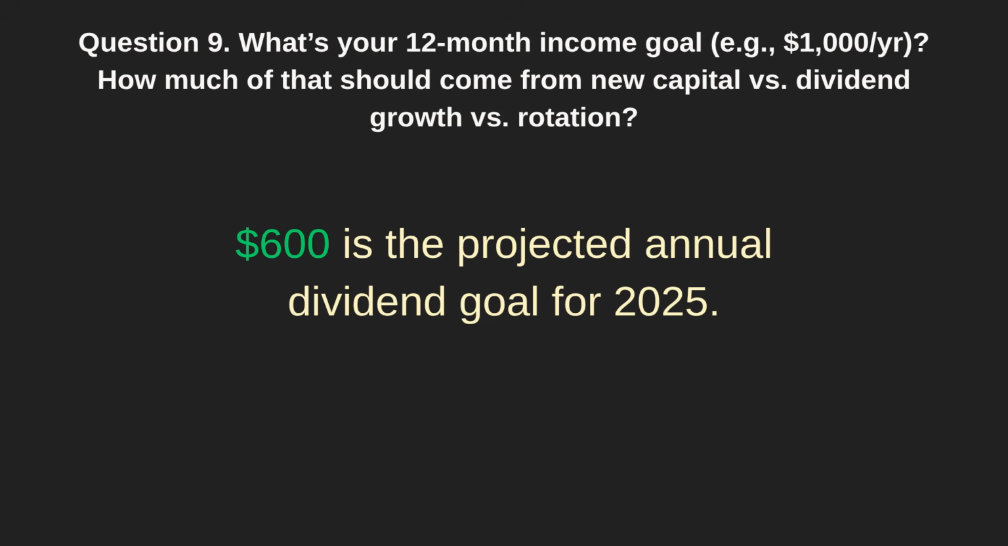Question number 9. What's your 12-month income goal? Example, $1,000 a year. How much of that should come from new capital versus dividend growth versus rotation? Well, at the start of every year, I set my yearly goals. For the dividend income at the end of 2025, the goal is $600. How much should come from new capital versus dividend growth versus rotation? I personally don't track it that way. I just note down the dividends received and move on.